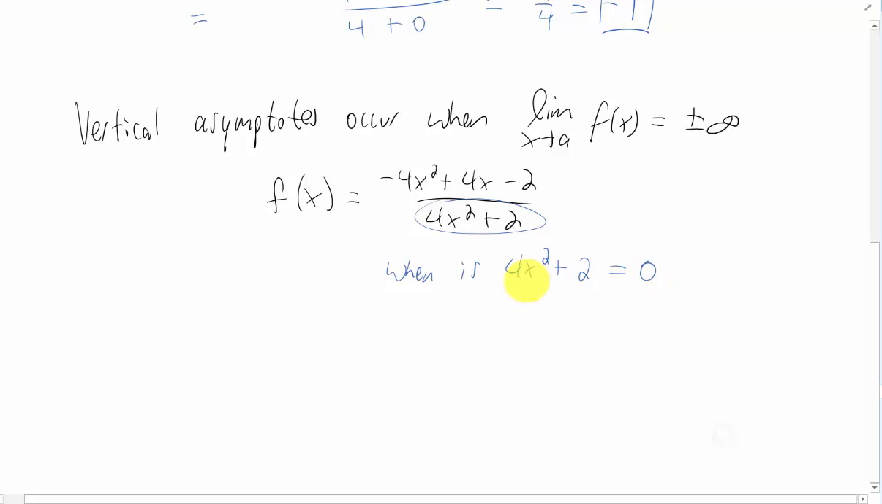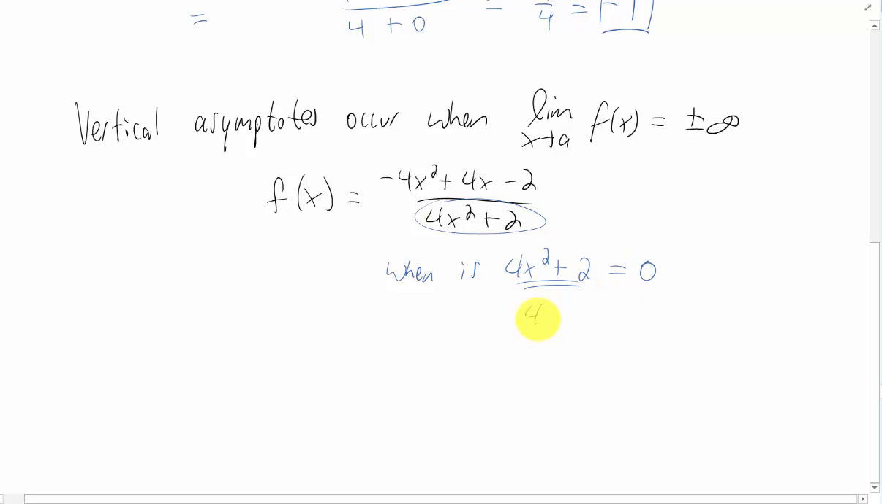Well, as it turns out, the denominator is always positive, at least for all real x values. If you square that x value, you get a positive number. You multiply it by 4, you still get a positive number. And if you add 2 to it, you still have a positive number. That can never equal 0.